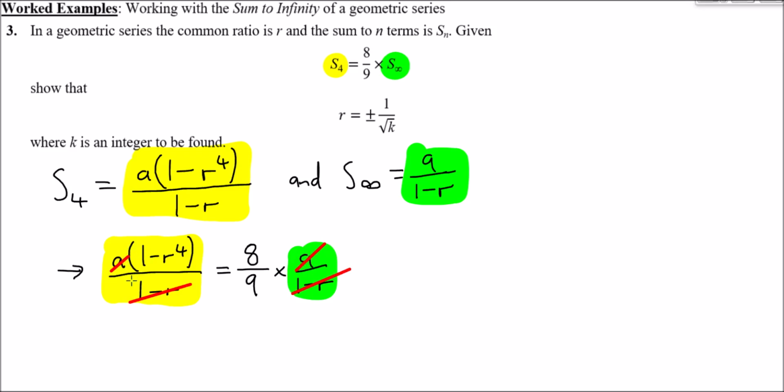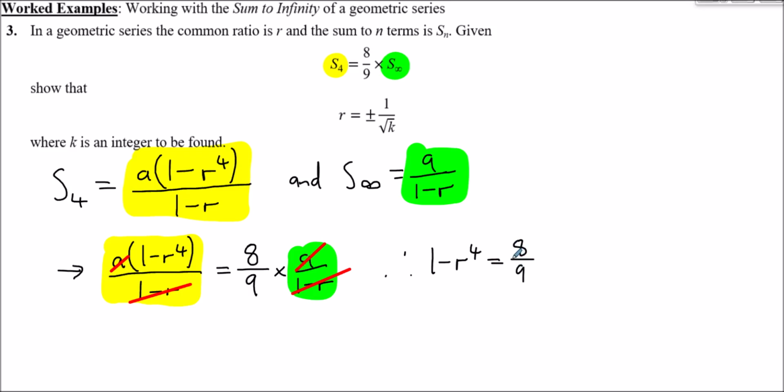Because this is common to each, I can divide both sides by it, so it simplifies to 1 minus r to the 4 equals 8/9. And because we're only interested in what r is, we can do this, because you're left with something that relates r to a value. So after cancelling off, we can say that therefore 1 minus r to the 4 equals 8/9.